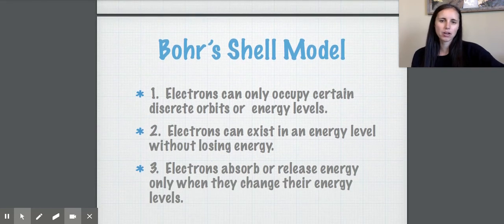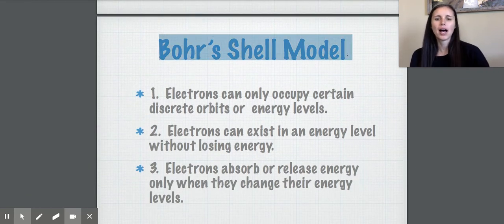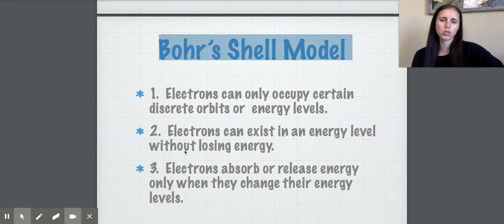Our last model is called Bohr's shell model. It's pretty complicated for the physics. So again, I'll explain this more in grade 12 with the physics. Right now, we're just gonna look at the 3 different rules. So Bohr's shell model actually looked at electrons. So he said that electrons actually aren't just floating all kind of willy-nilly like they are in Rutherford's model, but instead electrons have to be in certain spots. So electrons can only occupy certain discrete orbits or energy levels.